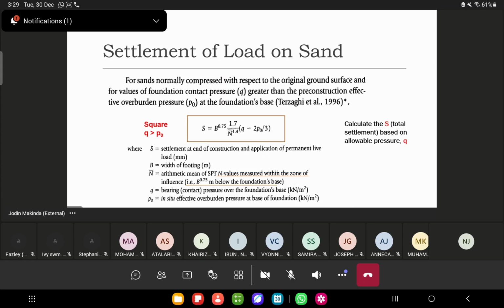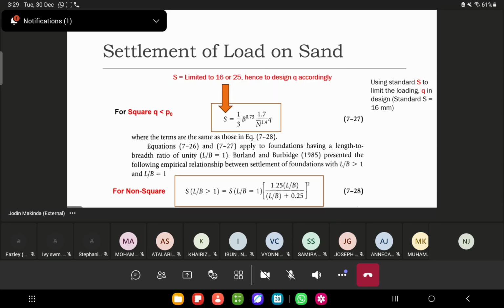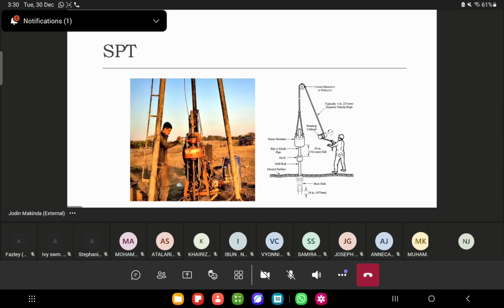So there are two ways of approaching. One is calculating the settlement based on the loading. Two, giving the range of the loading based on the standard settlement. So two ways of approaching.